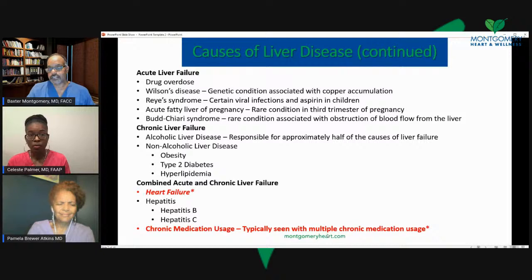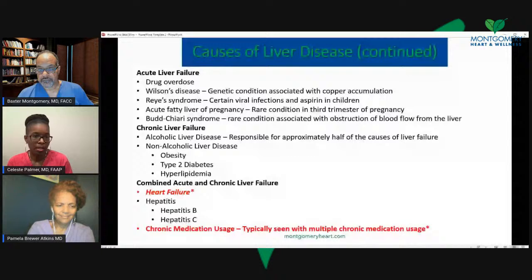We check now. We didn't used to check because children didn't typically previously have as much liver dysfunction. But we're seeing it so much more now that we check between the ages of like 9 and 11, kind of see where they are.